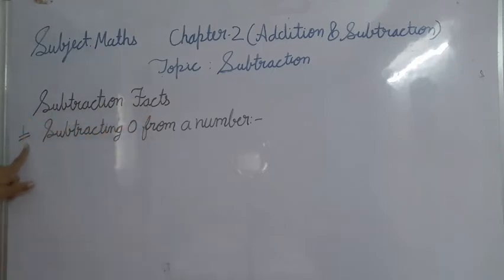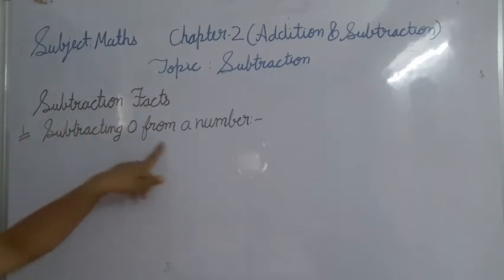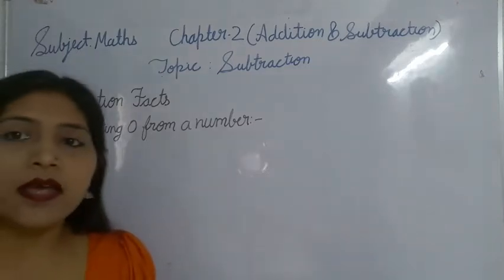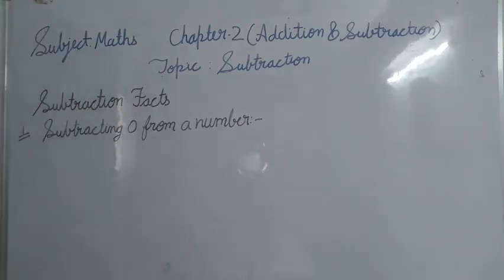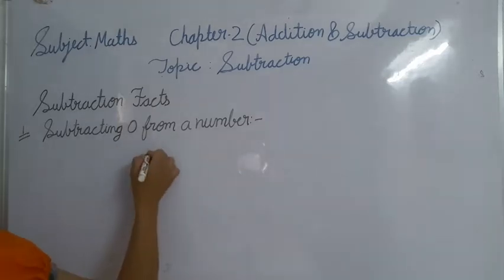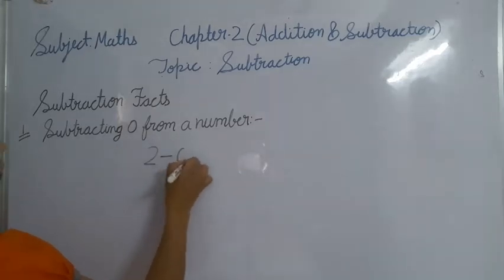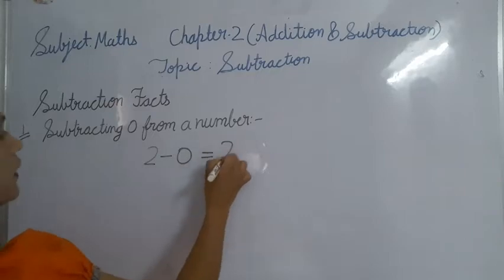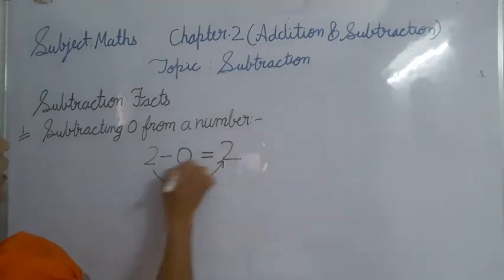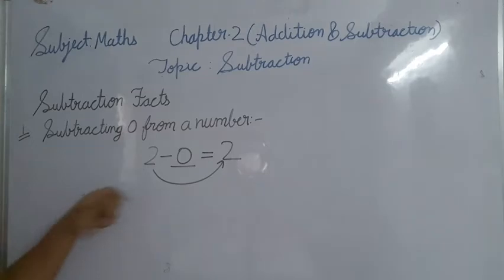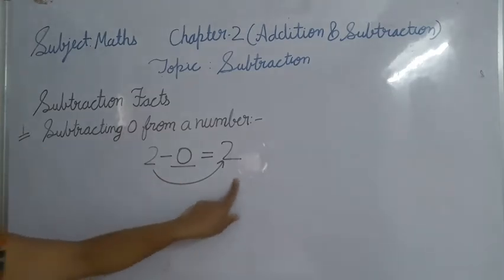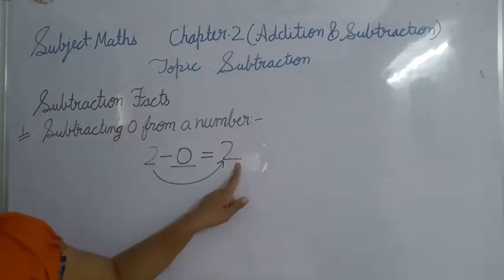The first one is what happens when we subtract 0 from a number. Yes, that is the first fact of subtraction. What happens when we subtract 0 from any number? If I am writing here 2 minus 0, so you will get the number itself. Okay, when we subtract 0 from any number, you will get the number itself, the same number you will get.